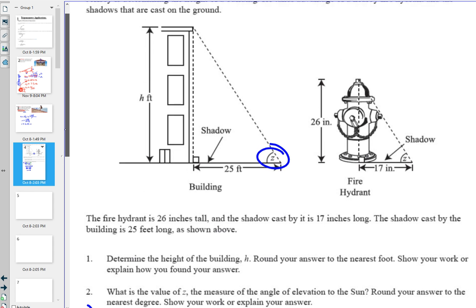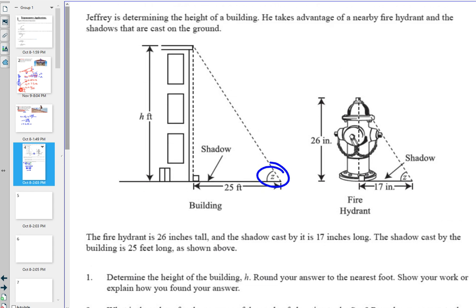Also realize, because these are similar right triangles, we talked about this before in similarity. I didn't mention it today, but I'll mention it. Why are those similar triangles? Do you guys remember when we did similarity? What makes those triangles similar?